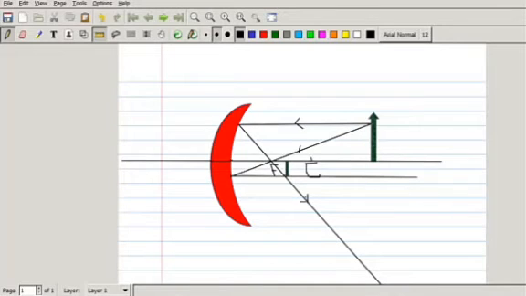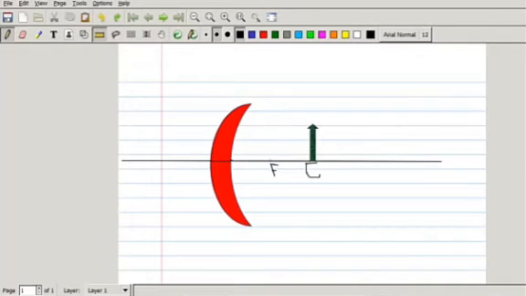And this ray after reflection passes like this. These two meet at a point after reflection. Here is the position where we will get the image. What is the image? Inverted image, diminished image. The size of the image is much less than the object. Okay, so we will get the image like this.